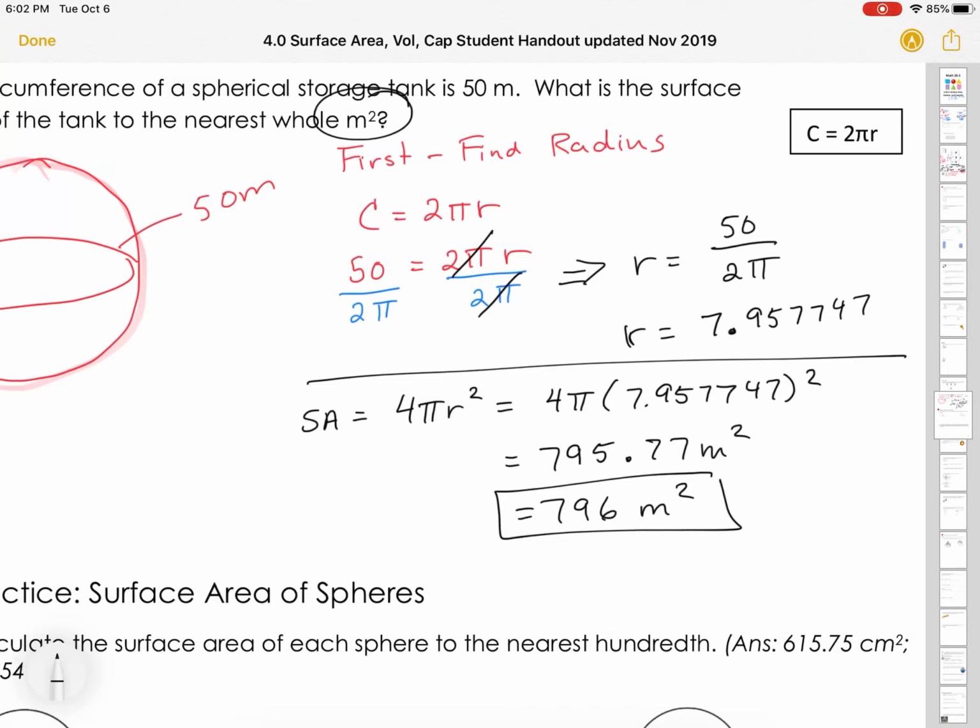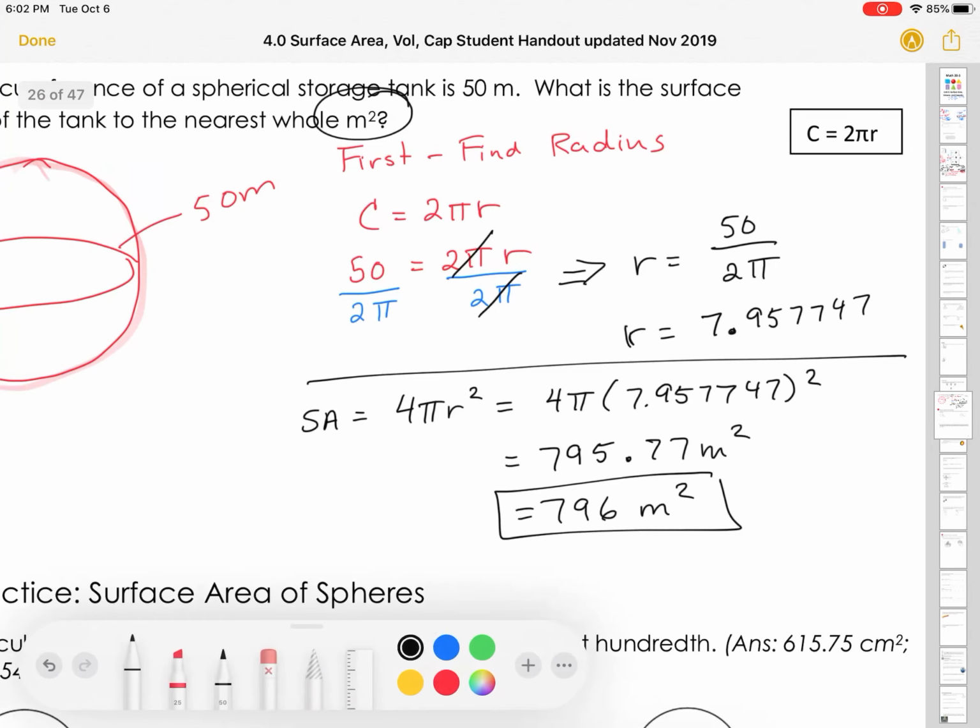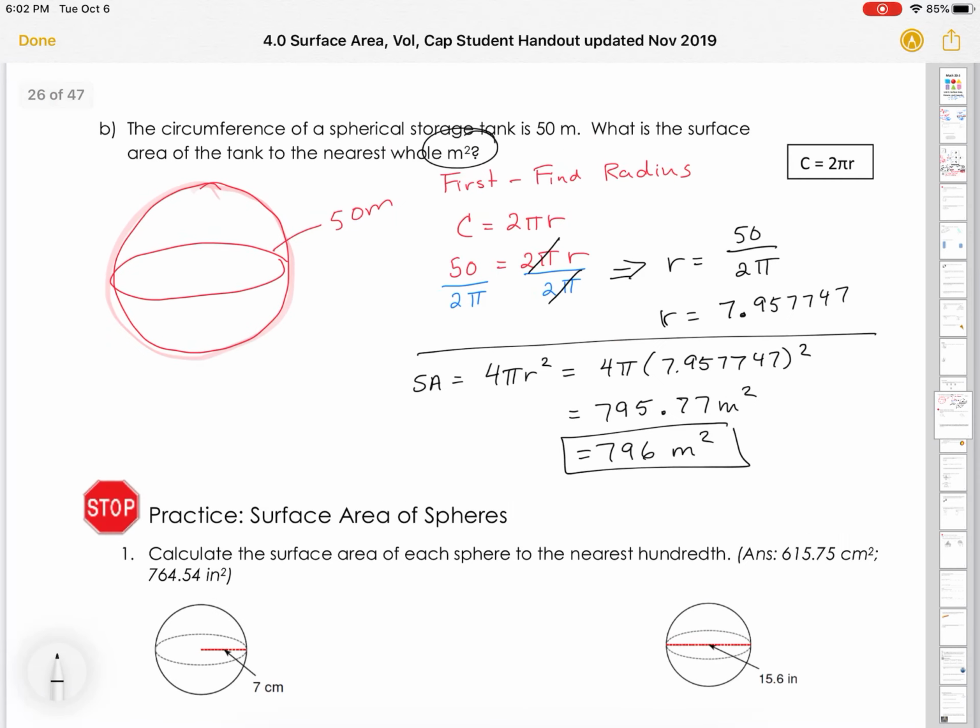Okay. Interesting. The numbers fascinated me because of what turned out, but that's just math teacher fascination with certain numbers. Okay. So the big thing with this one is we had to find the radius, right? We don't know what the radius is. So we had to find that first before we could find the surface area because the radius was missing. So it's just using that formula for circumference to find our radius. And then once we have our radius, we can find our surface area.